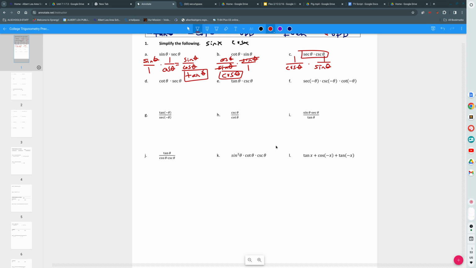All right, letter D, cotangent times secant. Cotangent is cosine over sine times, what do I write for secant? 1 over cosine. Notice that what happens? And I'm left with 1 over sine of theta. And Axel says 1 over sine is the same thing as cosecant of theta. Try letter E on your own.